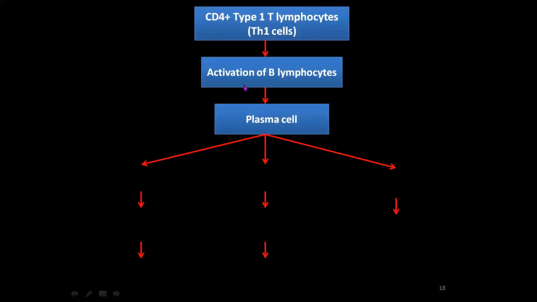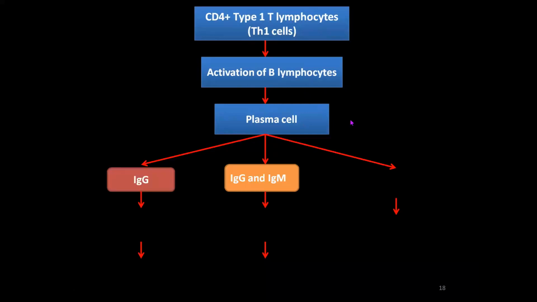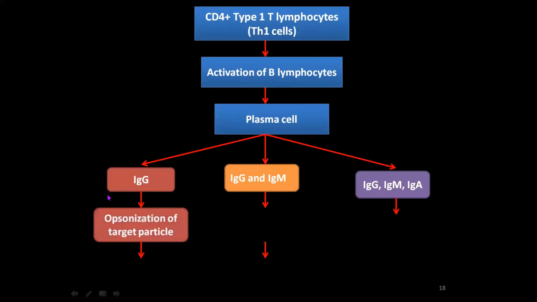Th1 lymphocytes activate B lymphocytes. B lymphocytes become plasma cells, and plasma cells synthesize different types of antibodies. And these different types of antibodies have several roles to play. IgG is an opsonin. It binds with the target particle, which is to be phagocytosed.